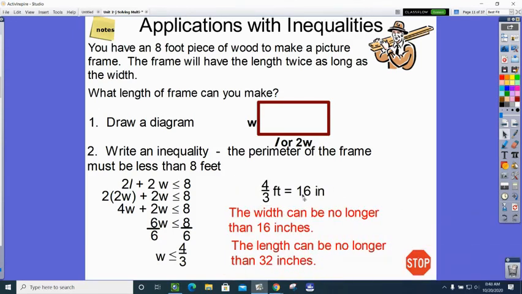4/3 feet is like 16 inches long. If you multiply by 12, it would be 4 times 12 is 48, divided by 3 is 16 inches. So the width would be 16 inches, and the length would be 32 inches. And those dimensions would give you the most use of the 8 feet of wood. So in this particular case, unlike our equations, we don't have to check our answer, because you could have a width smaller than 16 and a length smaller and have more scrap, basically. So there are more answers than just this one, but this is your biggest.